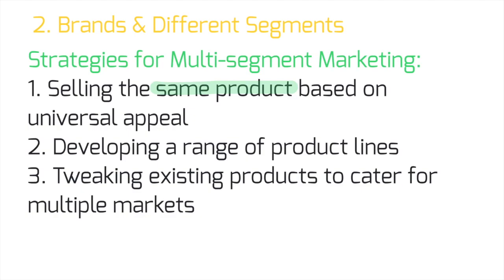The second is developing a range of product lines, and this is very similar to product versioning. Essentially, what you're doing is creating different versions to suit the needs of different types of people. And that's why companies create different product lines. So, for example, phones can have different colored covers or other features or something like that. And the third is tweaking existing products to cater for multiple markets. So that's known as market development in the Ansoff matrix as well.